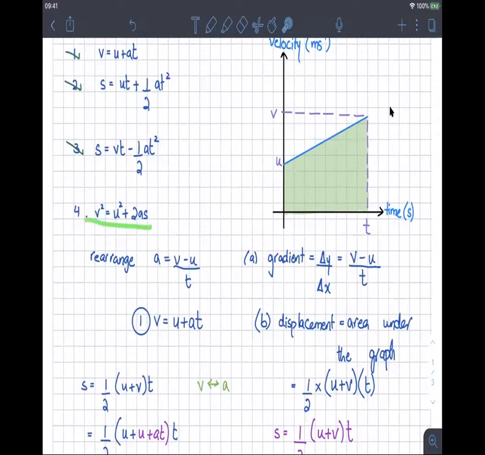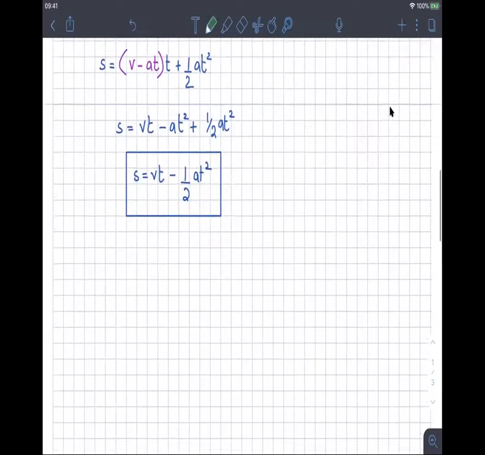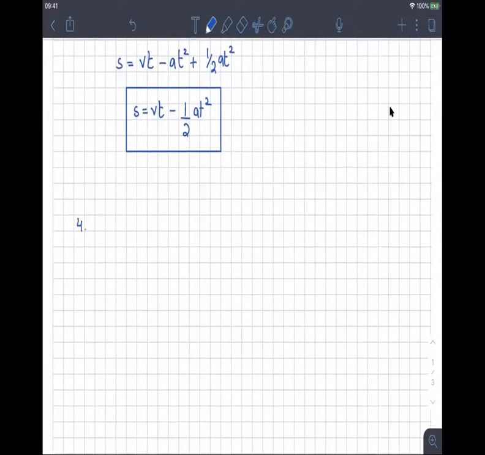and derive this equation right here. So now to do that, once again, we're going to start with this equation. Let's just move this a little lower. Our starting equation is going to be the one we saw for displacement, which we said is equal to 1 over 2 times u plus v multiplied by t. And just to remind you quickly, we said this is the average speed, or average velocity, multiplied by the time, it gives you displacement.